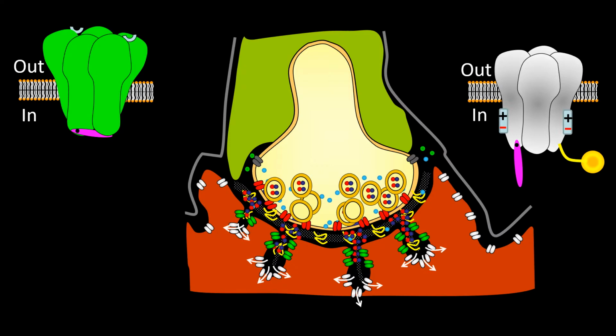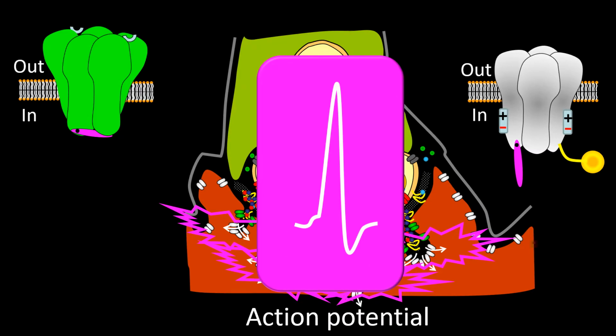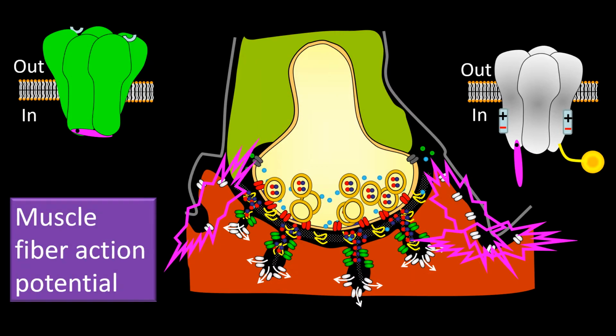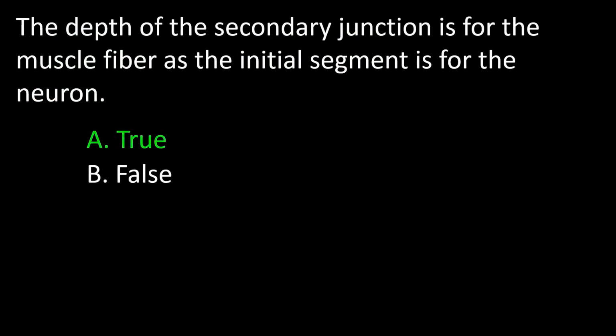When these channels open, sodium comes into the postsynaptic region, producing a high-intensity electrical field that I am depicting by the magenta burst symbols and will be recorded as an action potential. That in physiologic condition will spread to the neighboring areas of the muscle and travel from there to each end of the fibers at the speed of 3 to 5 meters per second. The recording of the initial high voltage electrical field under the end plate and the recording of the electrical field as it travels in the muscle fibers are called muscle fiber action potentials. So the answer to this question is true, A.